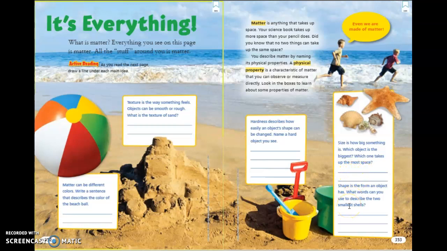Last one. Shape is the form an object has. What words can you use to describe the 2 smallest shells? Now if we're looking in here, our 2 smallest shells would be right in here. Pause the video and write your answer below. You should have had an answer something like this. 1 shell is long and 1 shell is round.